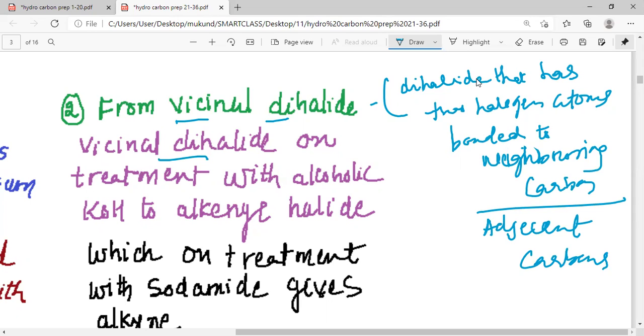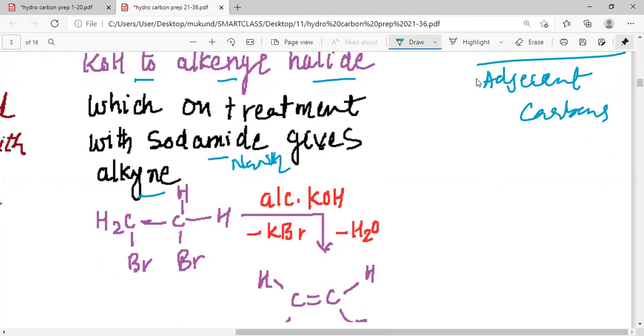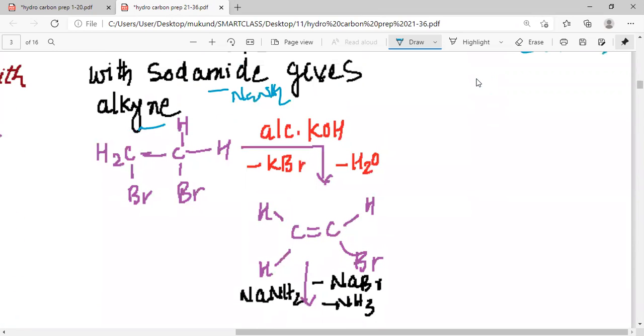So here we take a vicinal dihalide. This vicinal dihalide on treatment with alcoholic KOH, my dear students, gives alkenyl halide. This alkenyl halide on treatment with sodamide, that is NaNH2, gives us the alkyne. So let us look at this. This is your vicinal dihalide, you can easily see, my dear students. This is vicinal dihalide, or we can say it is vicinal dibromide.